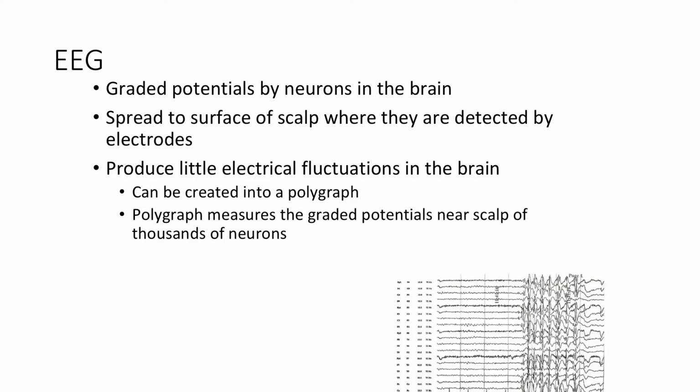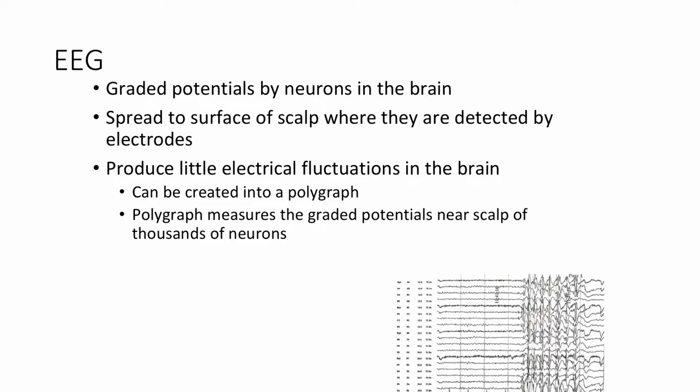So remember when we talked about graded potentials in the dendrites and cell bodies of neurons? Well, these are the electrical activity that these EEG tests measure. When there are graded potentials in the outside cortex of the brain nearby the electrodes, then these electrodes will measure this electrical activity. This will then produce little electrical fluctuations in the brain, and these measurements can be created into what they call a polygraph. A polygraph technically measures the graded potentials near the scalp of many, many neurons, most likely thousands of neurons, as these electrodes are relatively large compared to all these neurons.